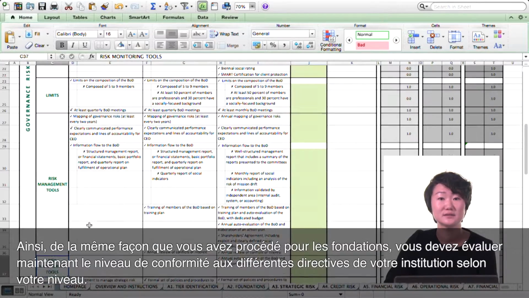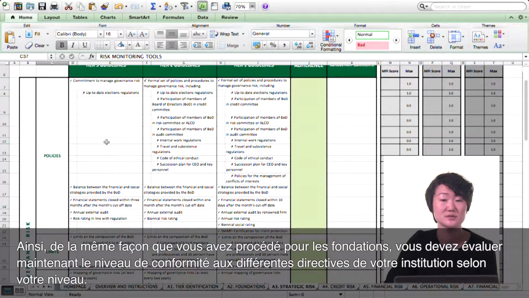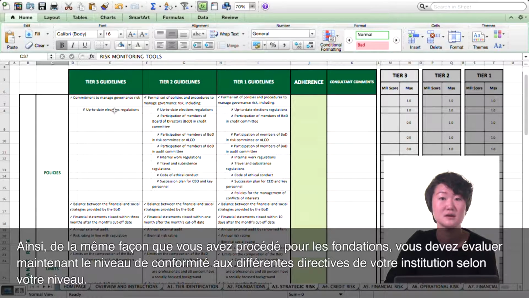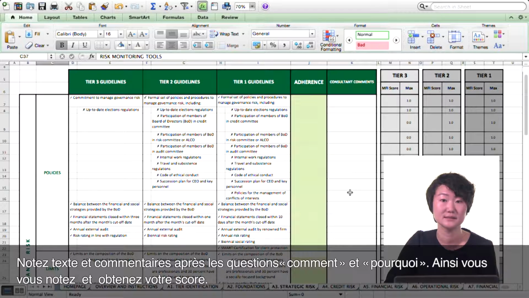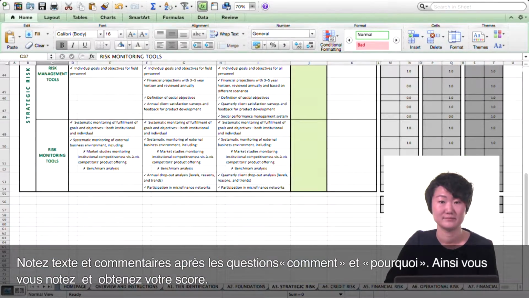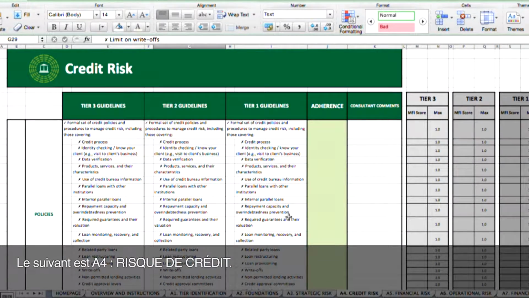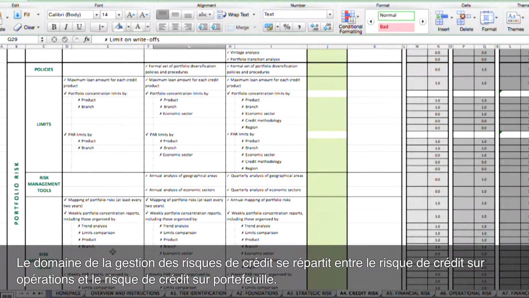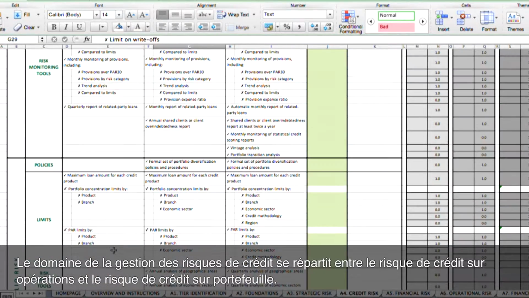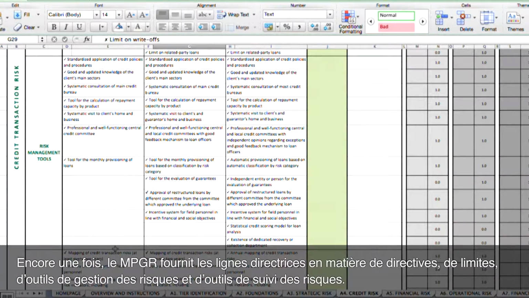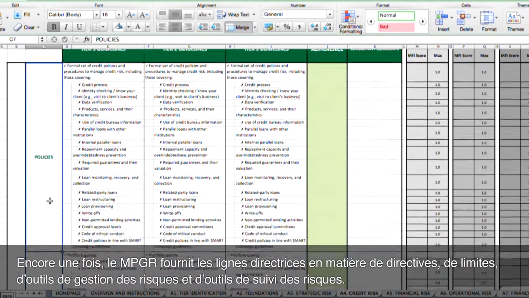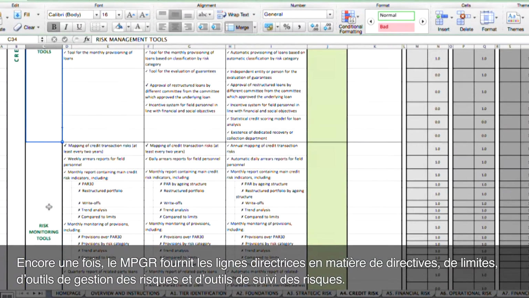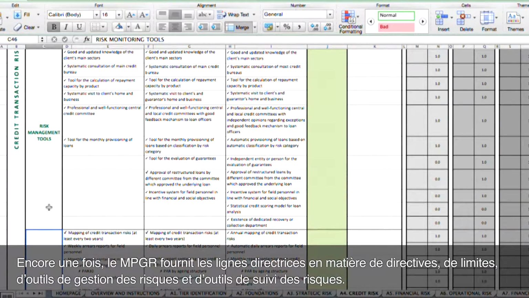So just like how you did under the foundations, you then need to assess your institution's level of adherence across the different guidelines as per your tier level. Enter some text and comments in terms of how and why you're scoring the way you are, and at the end you'll get a scoring. Next is A4, credit risk. Credit risk management areas are categorized between credit transaction risk and portfolio risk. Once again, the RMGM provides guidelines in policies, limits, risk management tools, and risk monitoring tools.